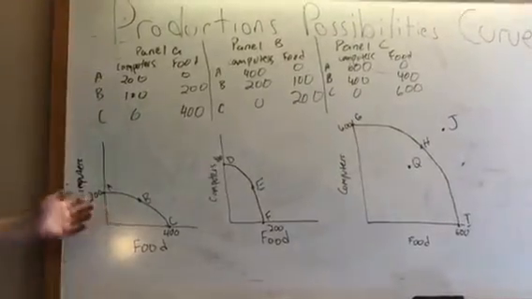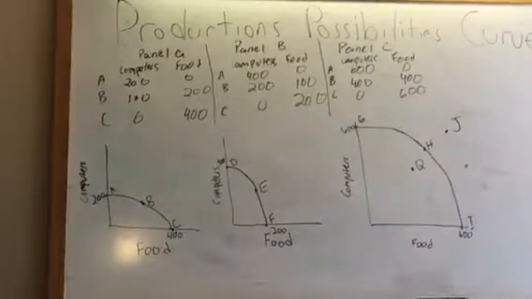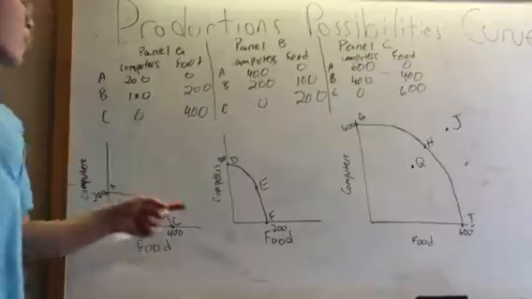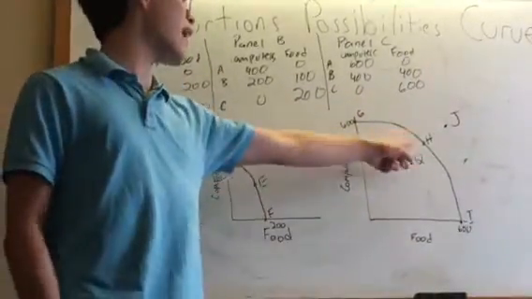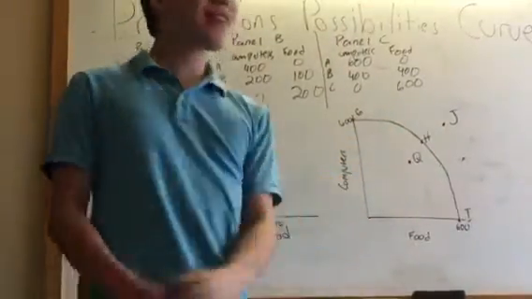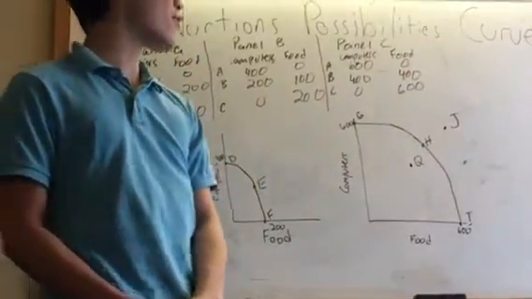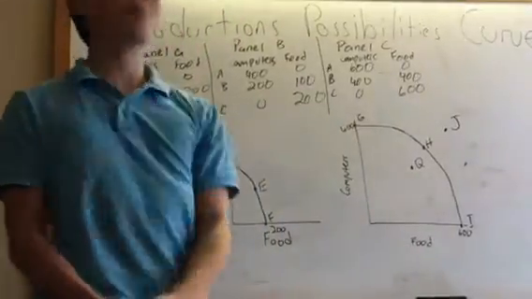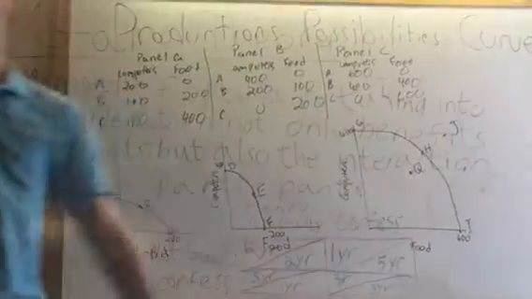Alright, so all 3 of these curves are bowed out due to the law of increasing opportunity costs. Any point along these curves represents a point where the economy is using all the resources efficiently. Any point inside the curve, such as point Q over here, the economy is not using all the resources, and any point out here, such as point J, is not possible to obtain with the current resources that the economy has available.